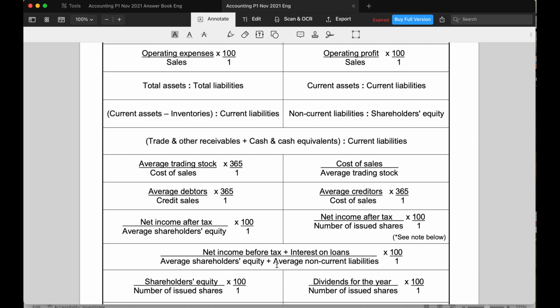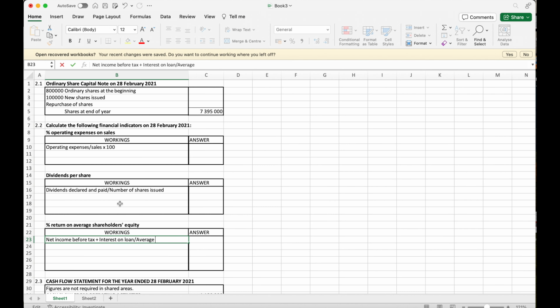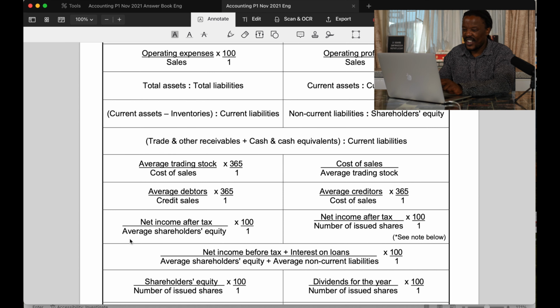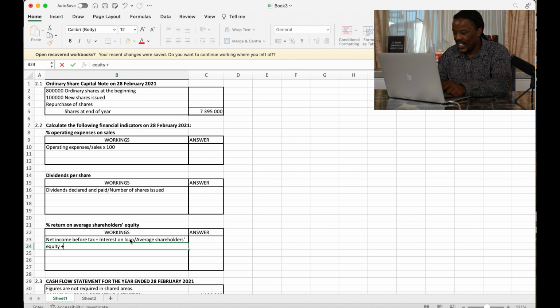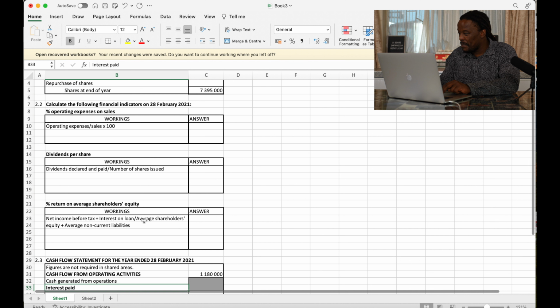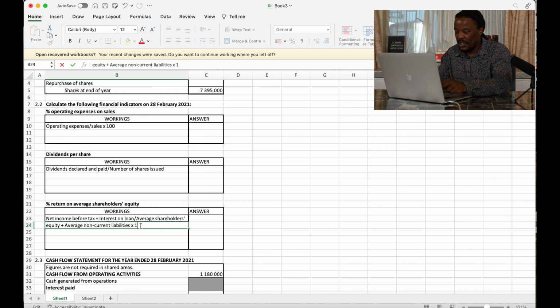shareholders' equity plus average non-current liabilities. Average shareholders' equity plus average non-current liabilities. And this is how it is there. It's given like this, and you must be happy. Multiplied by 100 over 1, of course. I don't have space, so multiplied by 100.